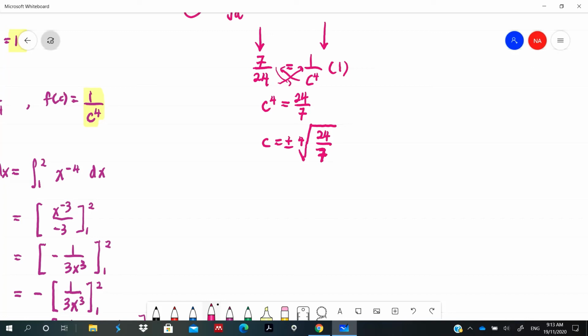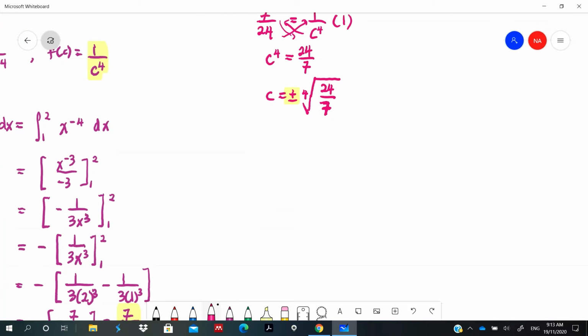So pressing our calculator, be careful when you press your calculator that you know where to insert the root 4 there. Please don't forget that plus minus, because this is an even number for the power. So c is actually given by plus minus 1.3607. This is the value.